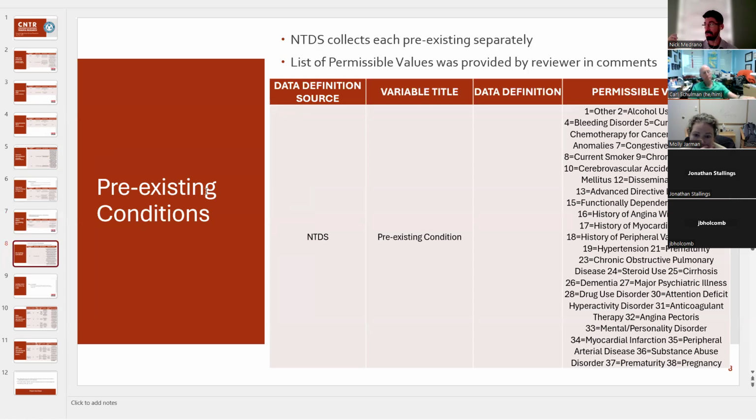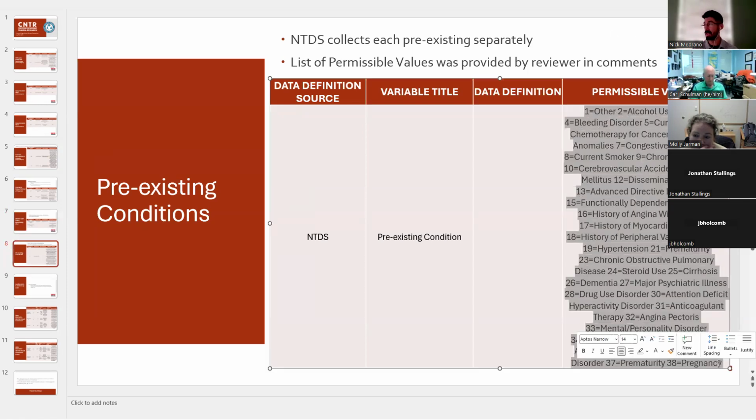So again, Dr. Stallings, this is something that I wasn't able to find when I was looking at the data dictionary, but you provided this list of permissible values, which I'm sure is coming from the same exact source that you'd be pulling injury type from. But I can't find where this variable name, data definition, and permissible values are coming from.